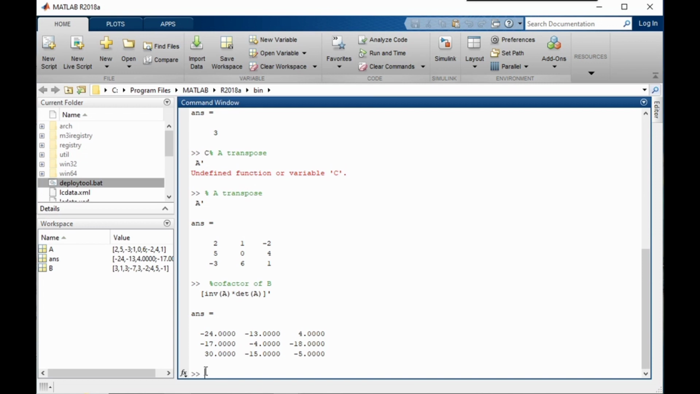What we have to bear in mind is that the cofactor is equal to the transpose of the adjoint. That's the cofactor. And then the adjoint is the inverse of A multiplied by the determinant of A. Okay, this is how we do our basic calculations of matrices in MATLAB.